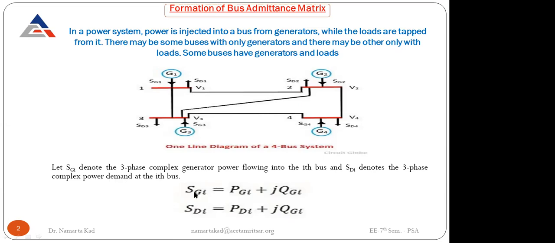We know that the apparent power is the sum of real power and reactive power, and it can be written in the complex form. So SGi is equal to PGi plus jQGi. P is the real power, Q is the reactive power, G represents your generator, i represents your bus number. Similarly, SDi is equal to PDi plus jQDi. Here it is D i.